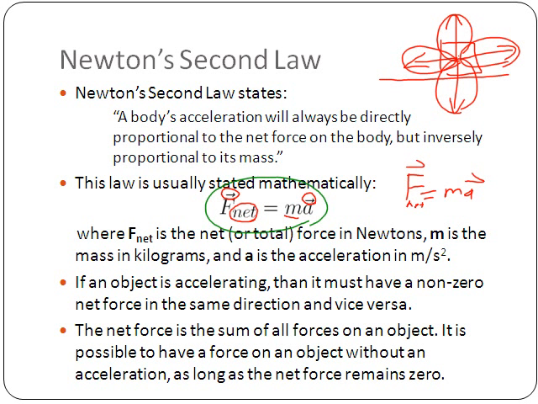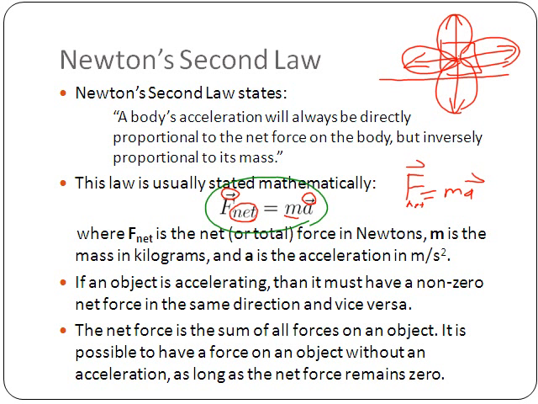So if this is true, third point, if an object is accelerating, then it must have a non-zero net force in the same direction and vice versa. If you see something that's accelerating, automatically you know that object has a force on it, a total external force that's not zero. No questions. And then the last one here, the net force, we sort of define it here as we talked before, is the sum of all forces on an object.